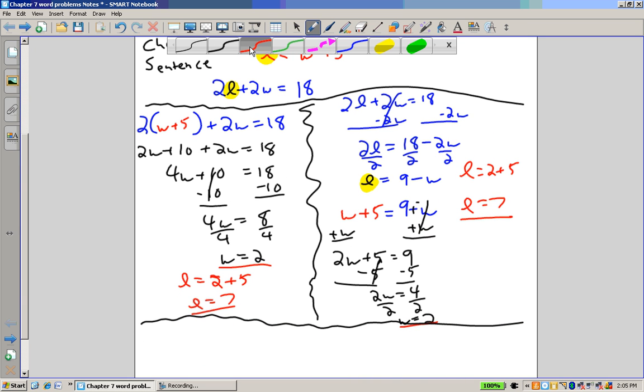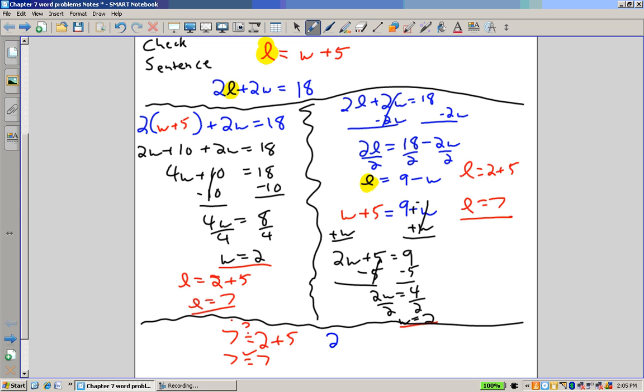For the red, let's see, we think that the length, well, what's the length? The length is 7. It's supposed to equal the width, which is 2 plus 5. I'm going to put a little question mark because I'm not sure. So 7 equals, well, 2 plus 5, that's 7. So yes, that works. Now let's check the blue equation, see if it works for the blue equation.